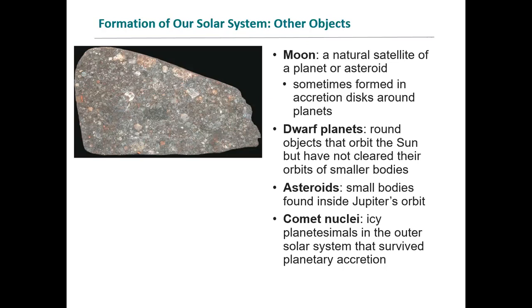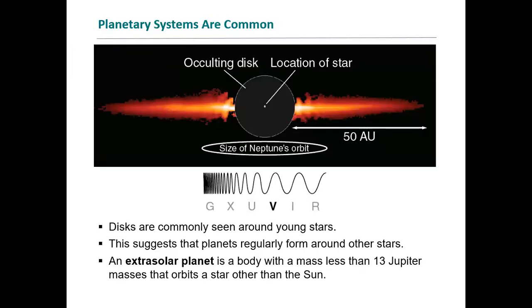Dwarf planets are round objects that orbit the sun but have not cleared their orbits of smaller bodies. That's what we also conveniently termed Plutoids to pay some homage to Pluto. Asteroids are the small bodies found inside Jupiter's orbit, and comet nuclei are the icy planetesimals in the outer solar system that survive the accretion. So when we look at other star systems, we find that this is actually common. We put a disk up to block the view of the star in the system, which is really, really bright. And then lo and behold, you can see this nice gas and dust disk in a plane. So that's some of the evidence again.